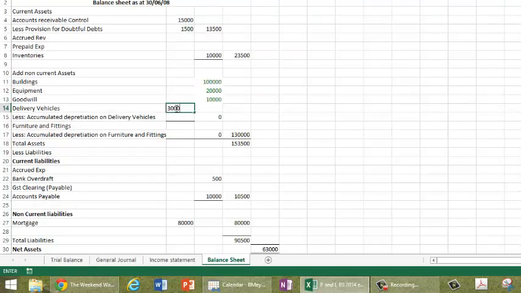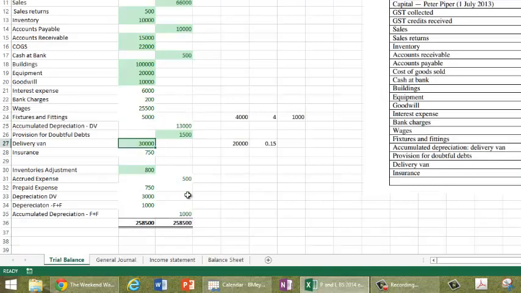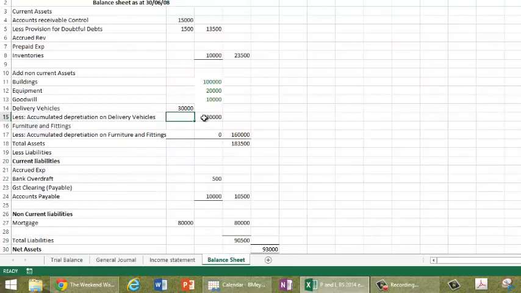I've got to go to the side. I've got to do a subtotal here. So less accumulated depreciation, delivery vehicles. That was there. It's 13,000. Let's go and put that in. 13,000.